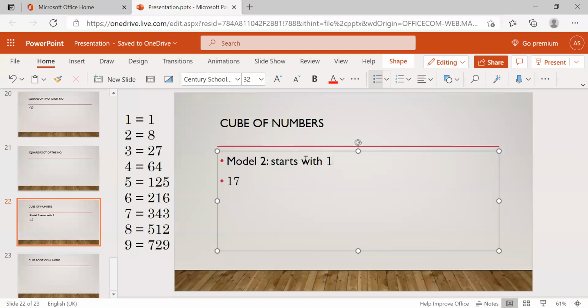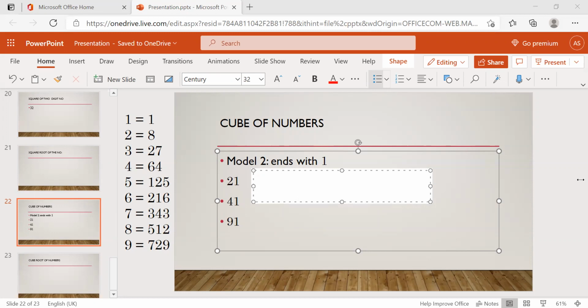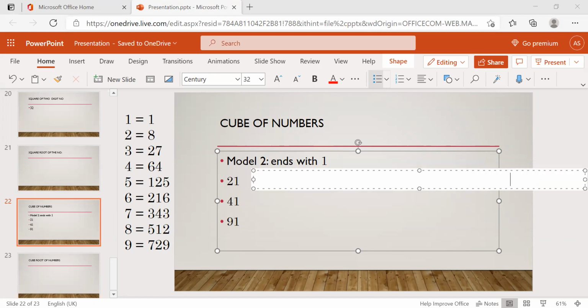So here, numbers ending with 1, like 21, 31 and so on up to 91. We'll check these. Just write the same procedure as in model one, but here you should write from the right hand side. From the right hand side, first 1.